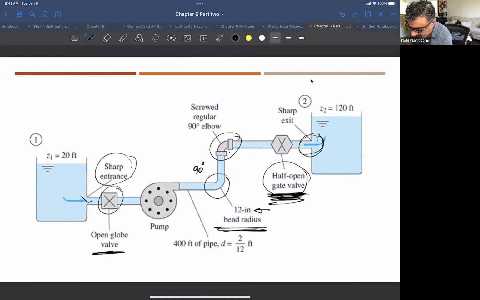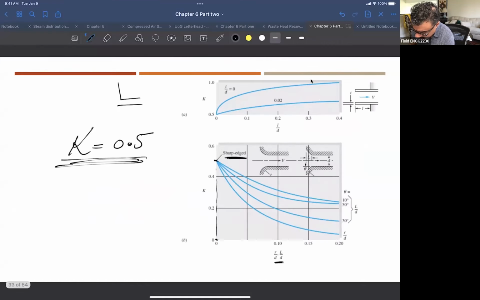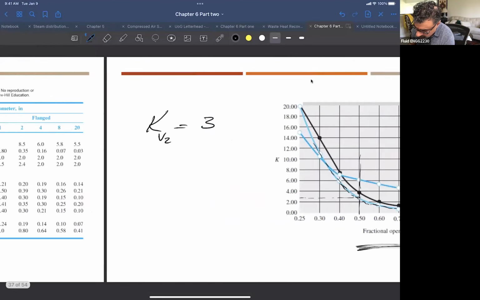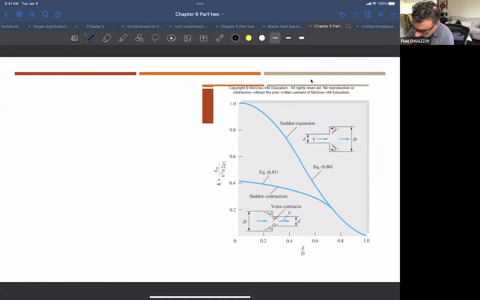So pipe to a tank. The tank diameter is infinity, like it's a big diameter, right? So the diameter over D is like 0. D small of the pipe divided by the diameter of the tank is 0. So you see here, sharp exit. Imagine if this is a tank, that means D is big, so d over D is almost 0. And you'll see here, for this sudden expansion, K of the exit is 1.